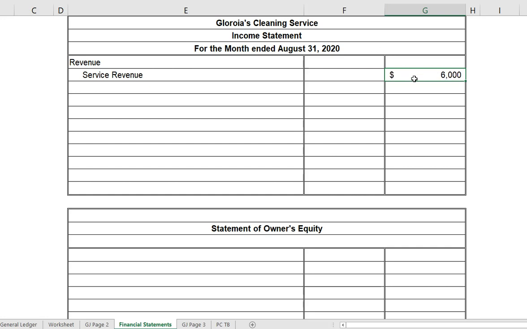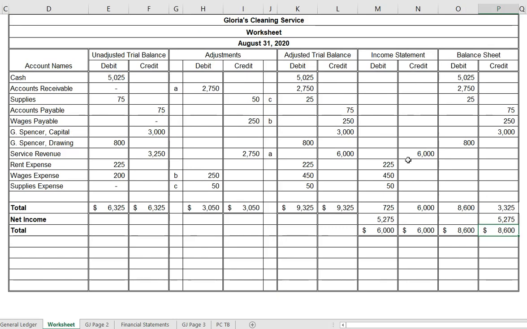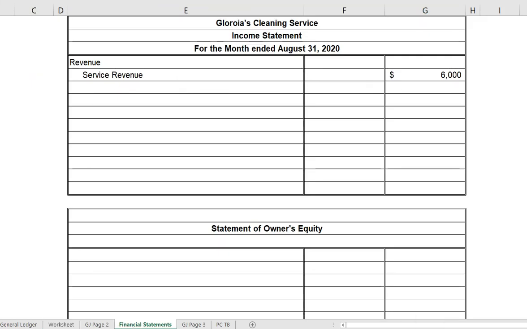Okay, and remember it's got to have a dollar sign. And where we get our numbers is the worksheet. All right, so here's our $6,000. That's where that number comes from. So let's go back to our financial statements. Because we only had one number and we don't need to have a subtotal, we put it in the total column. All right, then we skip a line and we do expenses.